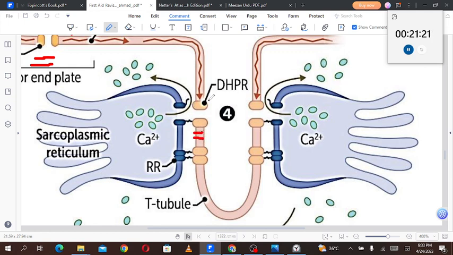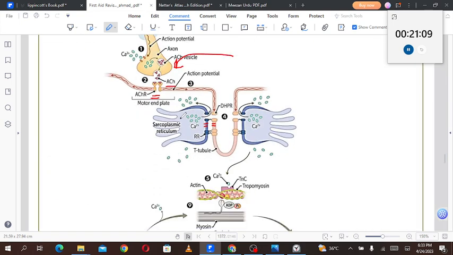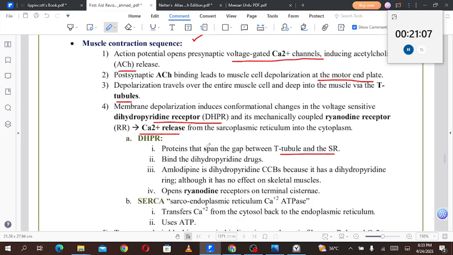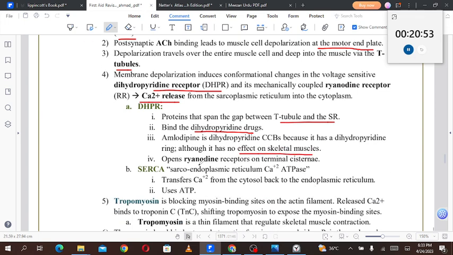Dihydropyridine receptors are on the T tubule, while the ryanodine receptor is present on the surface of the sarcoplasmic reticulum. These two are going to be connected. Coming back to our picture, the dihydropyridine receptor proteins that span the gap between the T tubule and sarcoplasmic reticulum bind the dihydropyridine drugs. Amlodipine is a dihydropyridine calcium channel blocker because it has a dihydropyridine ring, although it has no effect on the skeletal muscles. It opens the ryanodine receptor on the terminal cisternae.